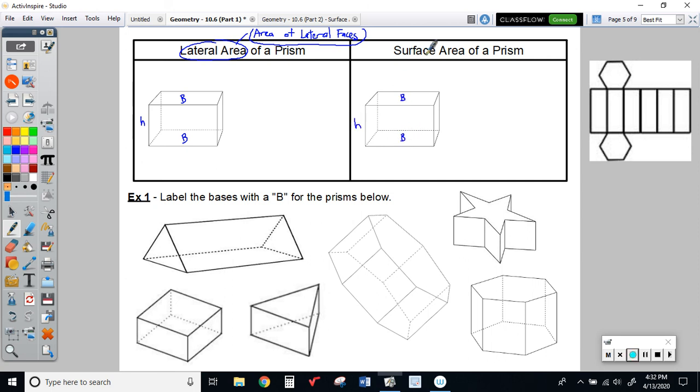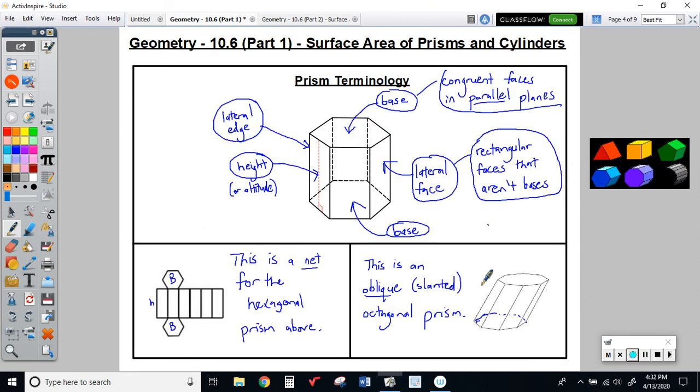So surface area is going to be the area of all the faces. So that's going to include the bases. If you think back to what we just did back here, I'm going to derive the formula from this idea. So I'm looking at this net again.